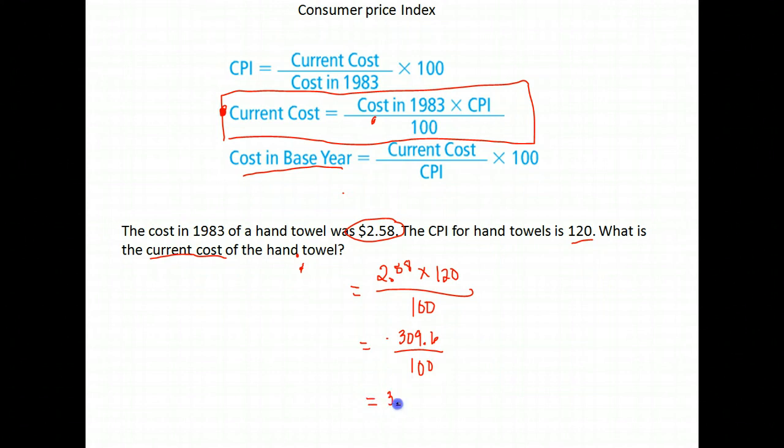And we get a current cost of 3.096. This is money, so remember we want to the nearest cent, we just want two places. The 6 would make us round our 9 up to 10, so we get $3.10 would be the current cost of a hand towel based on this information.